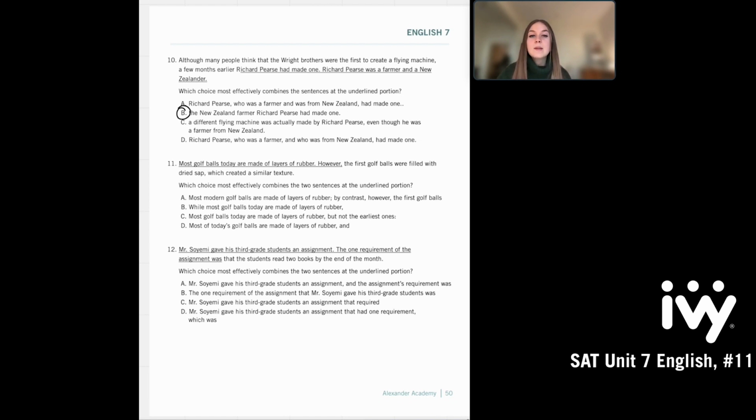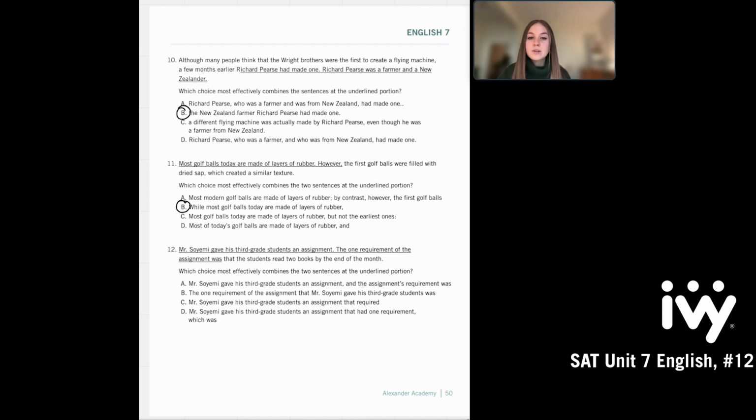Number 11. Most golf balls today are made of layers of rubber. However, the first golf balls were filled with dried sap, which created a similar texture. Again, we're being asked which choice most effectively combines the 2 sentences at the underlined portion. Answer choice B is the least wordy and successfully conveys the idea of the sentence, comparing the current makeup of golf balls with how they were originally made.